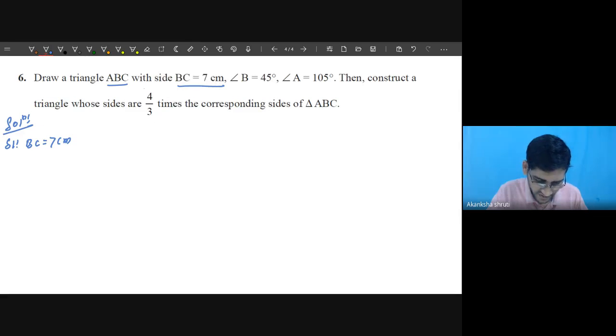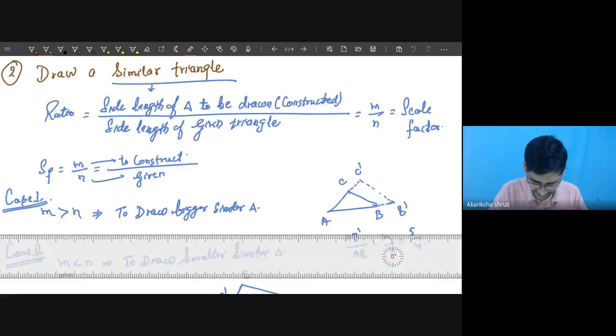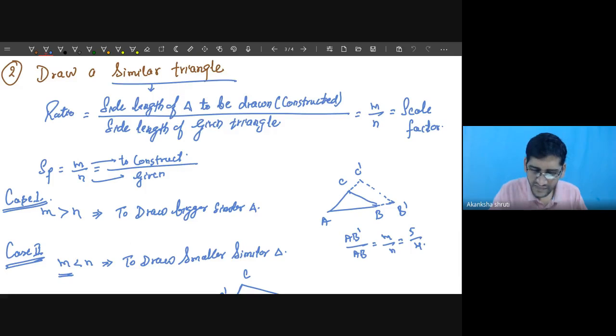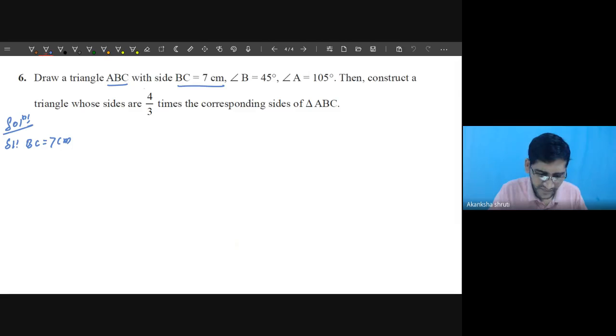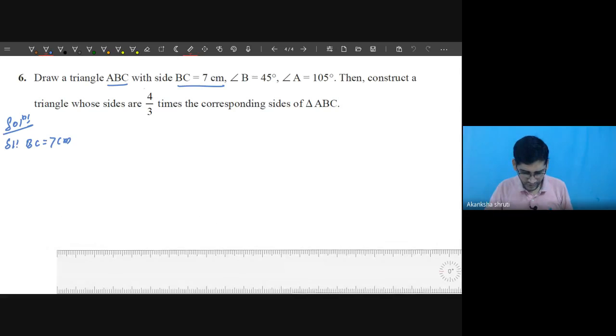The scale is still on the previous page. Why not? Yeah. So students, let's do it quickly.